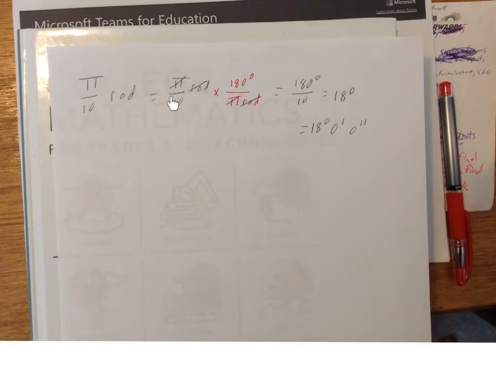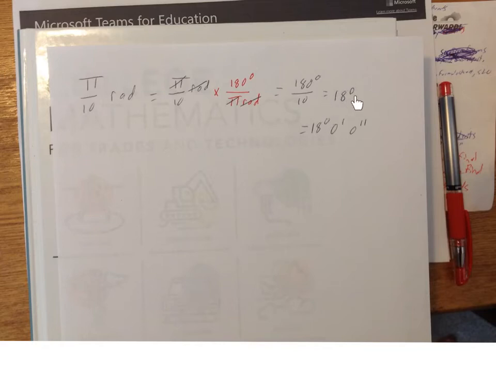Okay, to convert pi tenths radians to degrees, you multiply it by 180 degrees over pi radians. Then I start simplifying: here are the pi's in the top, and here are the pi's in the bottom, so they'll divide out. The radians will drop out, and it'll leave you just 180 degrees over 10. That simplifies to 18 degrees.